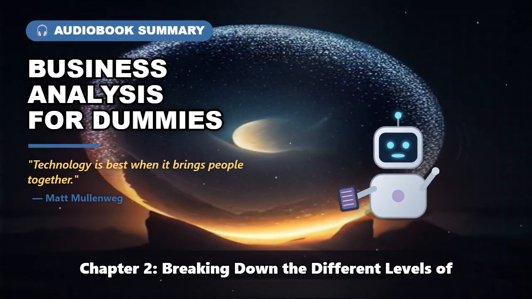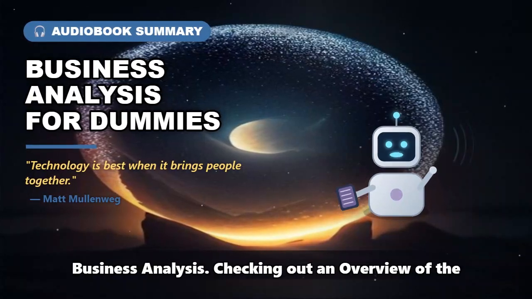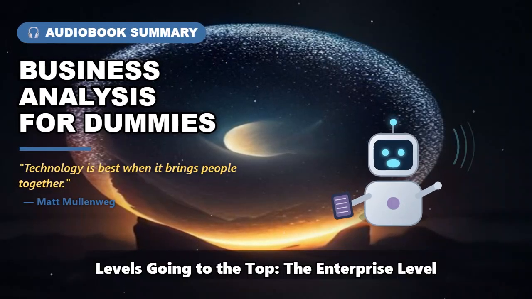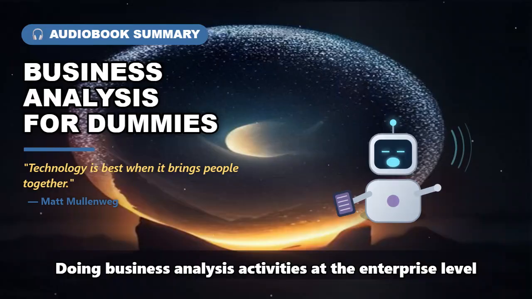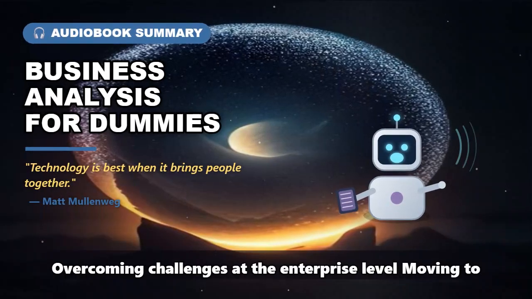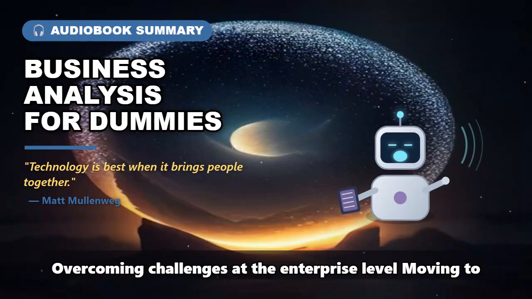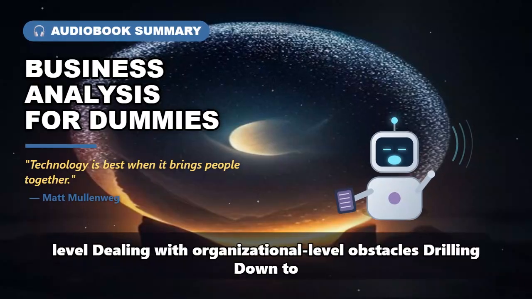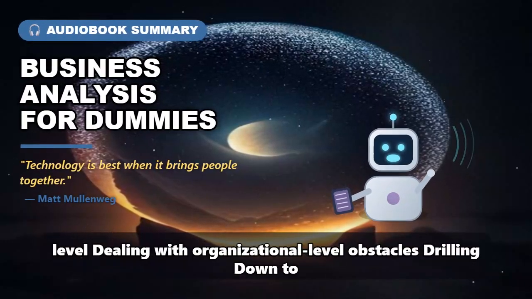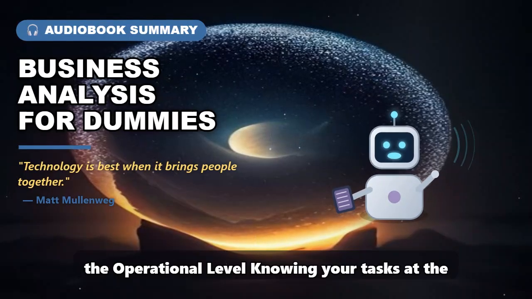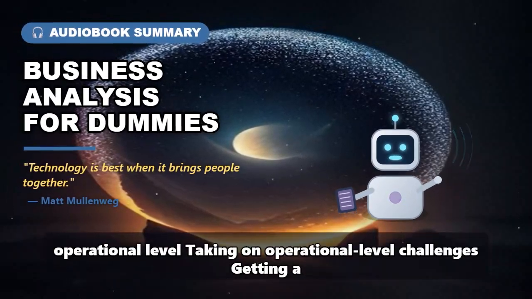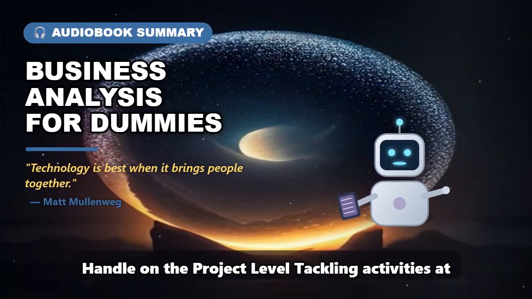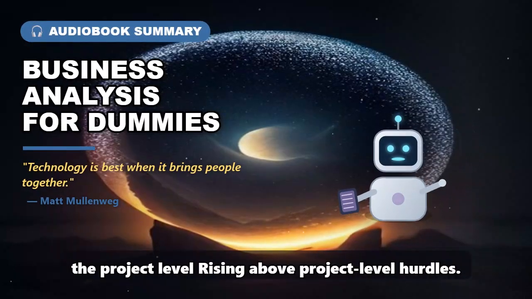Chapter 2: Breaking down the different levels of business analysis. Checking out an overview of the levels, going to the top: the enterprise level, doing business analysis activities at the enterprise level, overcoming challenges at the enterprise level, moving to the organizational level, fulfilling duties at the organizational level, dealing with organizational level obstacles, drilling down to the operational level, knowing your tasks at the operational level, taking on operational level challenges, getting a handle on the project level, tackling activities at the project level, rising above project level hurdles.